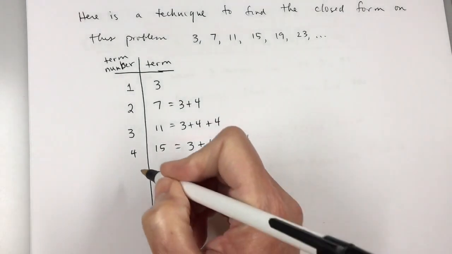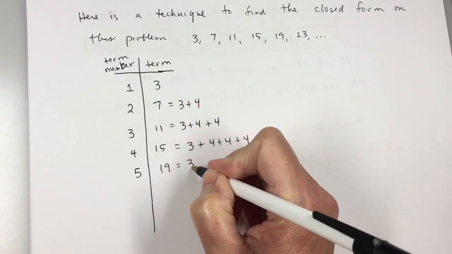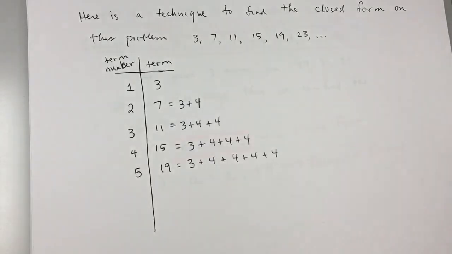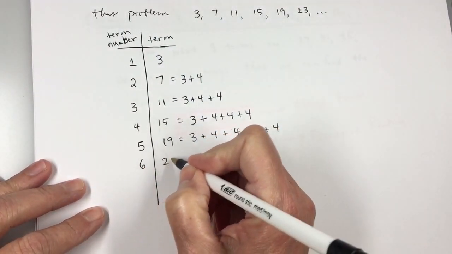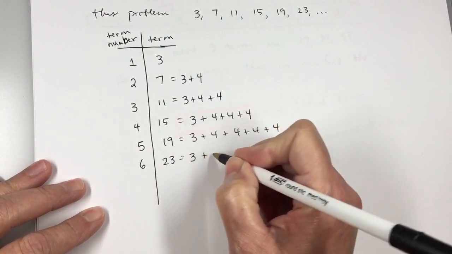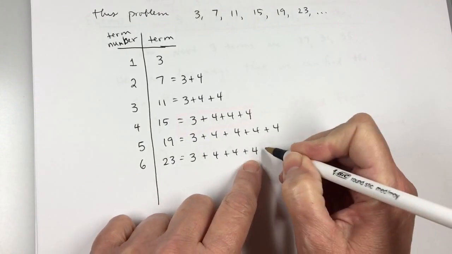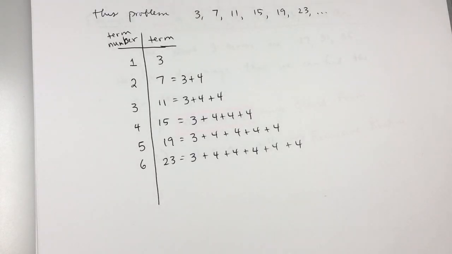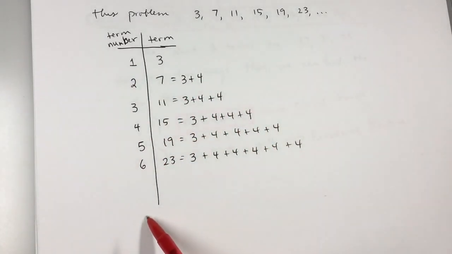To get the next term, the 5th term, which was 19, I took 15 and I added 4 again. And then to get the 6th term, which was 23, I said, well, that's 19 plus 4. And 19 was 3 plus 4 plus 4 plus 4 plus 4. Add another 4. Look for a relationship between what's happening here and the term number.